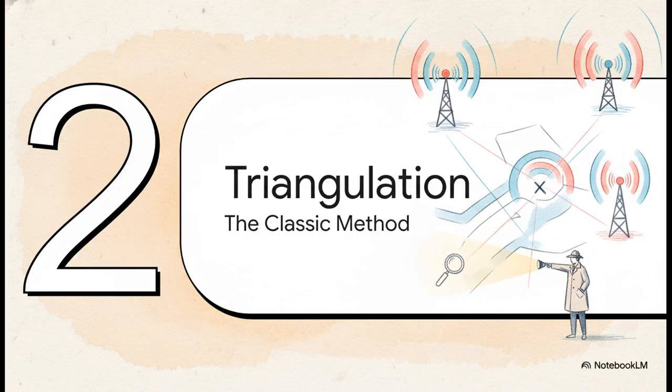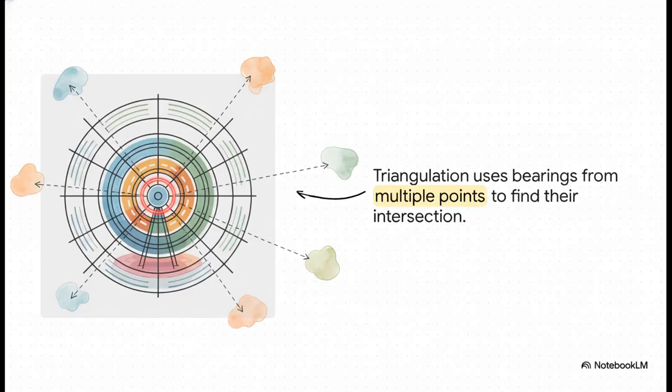And that brings us to our first and probably most classic technique, triangulation. And yeah, it is exactly what you see in the old spy movies, people drawing lines on a map until they all cross at the target's hideout. It's a classic method for one simple reason. It just works. Just take a look at this. It breaks it down perfectly.